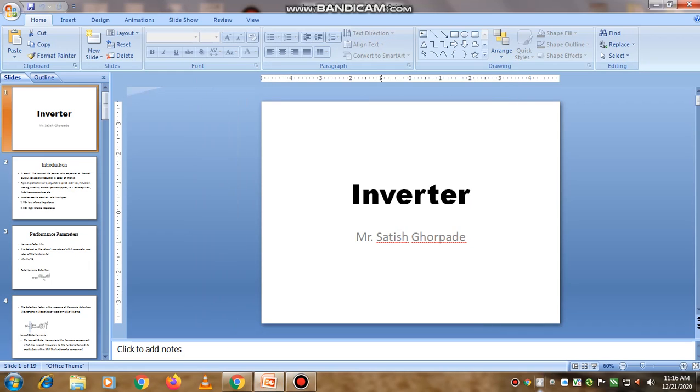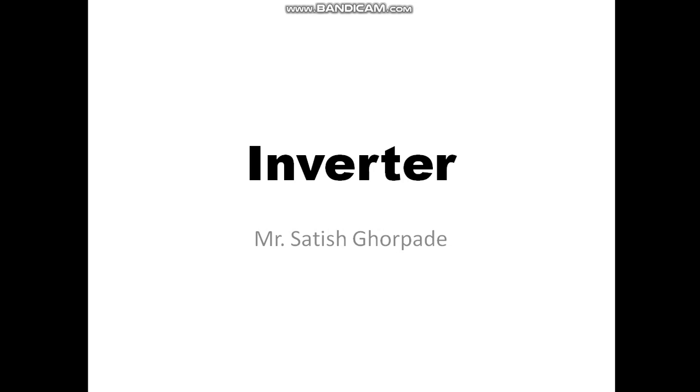Okay, so just now I said the definition of inverter. I will repeat once again. A circuit that converts DC power into AC power. That is the basic definition. But I can add that when it converts DC into AC, it gives us a desired output voltage and frequency. That is called an inverter.